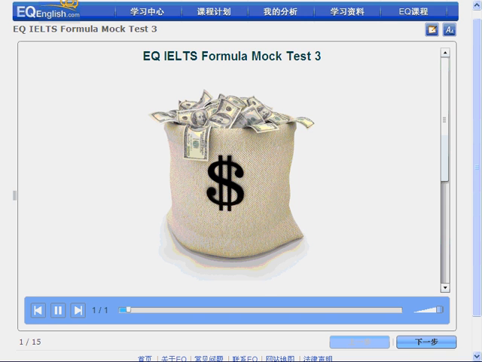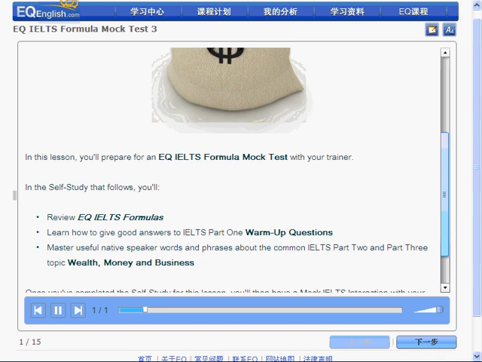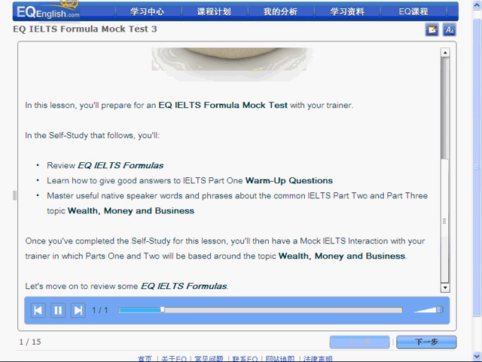In this lesson, you'll prepare for an EQ IELTS formula mock test with your trainer. In the self-study that follows, you'll review EQ IELTS formulas, learn how to give good answers to IELTS Part 1 warm-up questions, master useful native speaker words and phrases about the common IELTS Part 2 and Part 3 topic, wealth, money and business. Once you've completed the self-study for this lesson, you'll then have a mock IELTS interaction with your trainer in which Parts 1 and 2 will be based around the topic wealth, money and business.